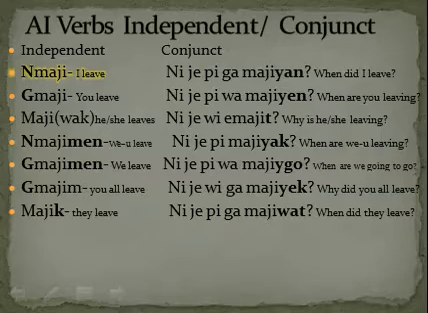And then AI verbs in the independent and the conjunct. So in the independent, like with maji, you say namaji, I leave. Gamaji, you leave. Maji or majiwak, he or she leaves. Namajimen, we but not you leave. Gamajimen, we all leave. Gamajim, you all leave. Majik, they leave.